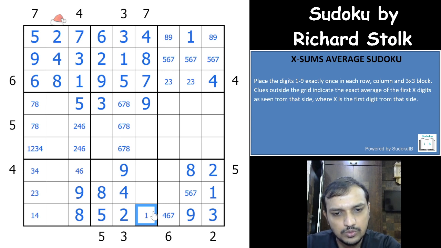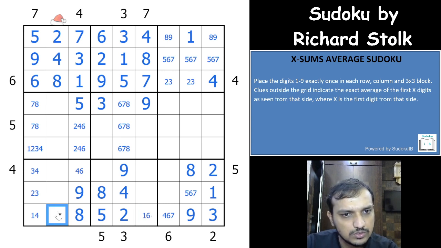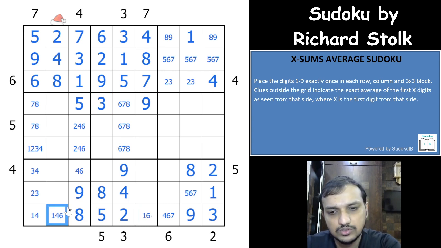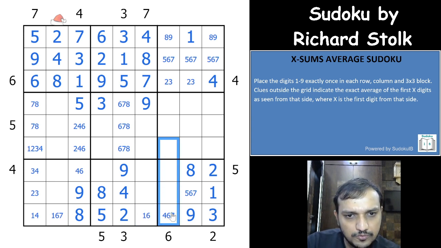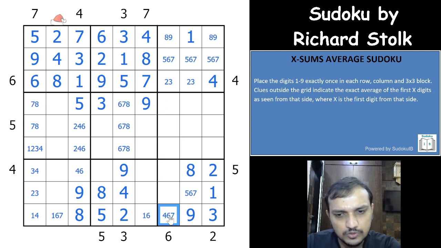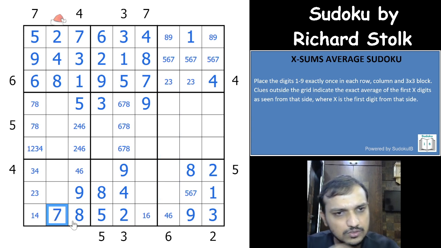Seven, 4, this is 1 and 6. 1, 4, 6 and 7. 4 is not possible. Okay. If you have 4, 24, 36, 42. 7 is not possible now. So you have 1, 4, 6 triplet here. This is a 7.